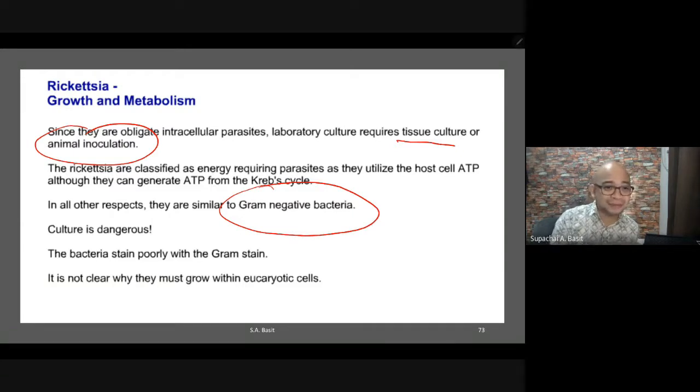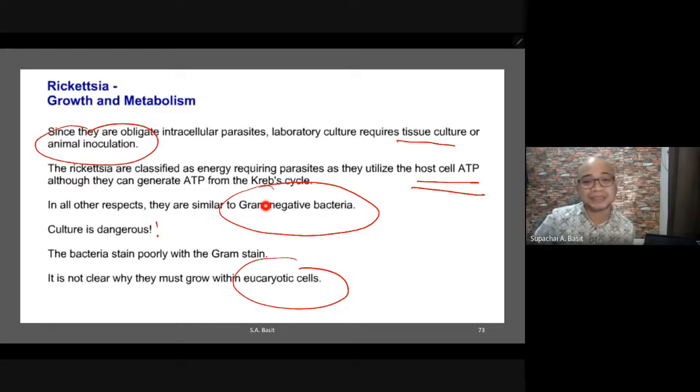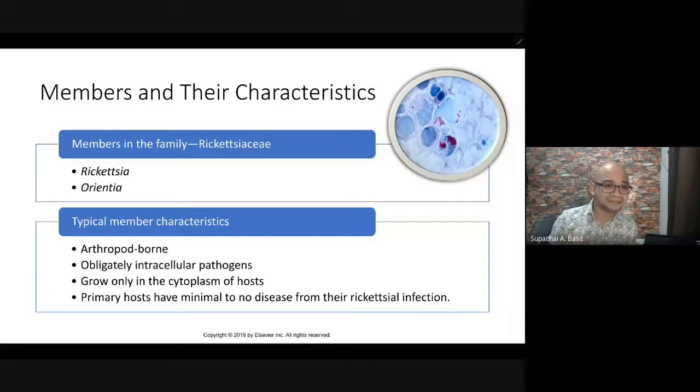And I have to say it with conviction, culture is dangerous. And the reason why I'm shouting is because it has an exclamation point here. The bacteria stain poorly with the gram stain, and it is not clear why they must grow within the eukaryotic cell. So perhaps the reason is utilizing the ATP of the host cell. Okay, so that is for the growth and metabolism of Rickettsia.